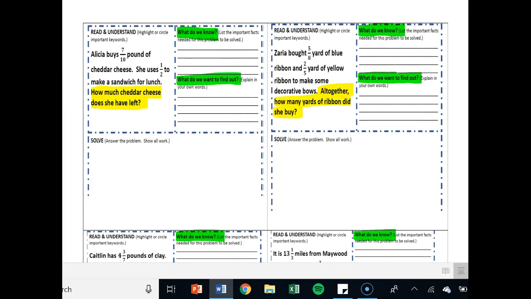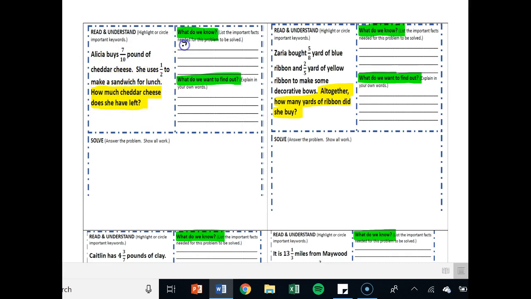On the back, you also have some word problems that you'll do in partner tasks. You want to write down what we know, what we want to find out, and then using our key phrase here to figure out if it's addition or subtraction, and then solve it. So Alicia buys 7/10 pounds of cheddar cheese. She uses 1/2 to make a sandwich for lunch. How much cheddar cheese does she have left?